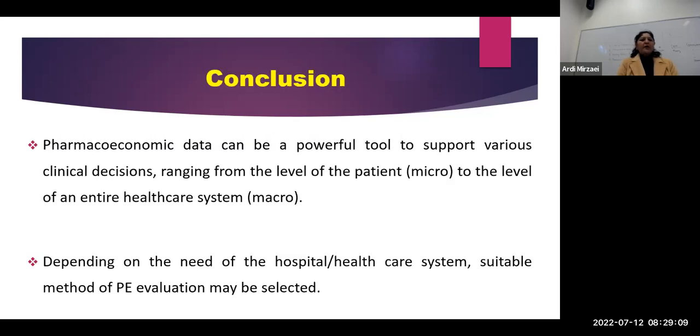So in conclusion, I would say pharmacoeconomic data can be a powerful tool to support various clinical decisions, ranging from the micro level, that of the patient, to the entire healthcare system, that is the macro level. Depending upon the need of the hospital or the healthcare system, you can choose the method. What method you choose depends upon the type of problem you want to look at. So there are 4 different methods, and I hope you got an idea about which one to apply when.